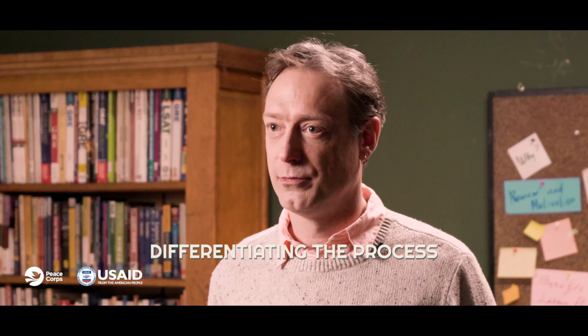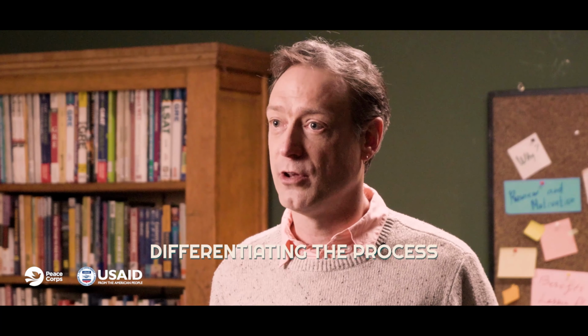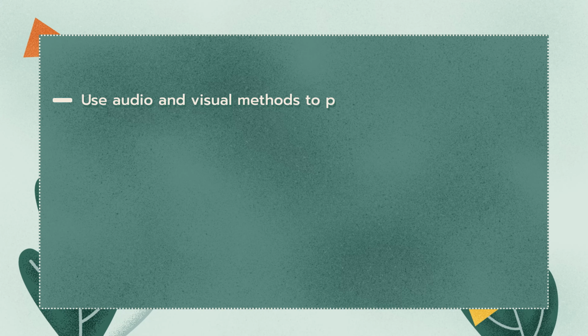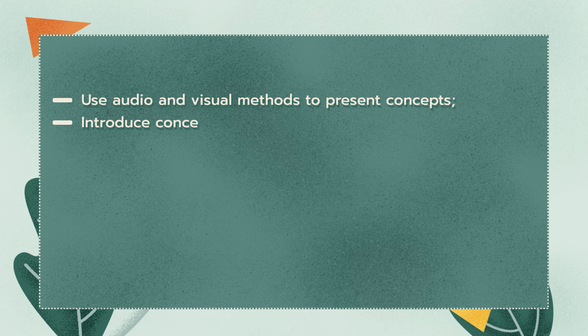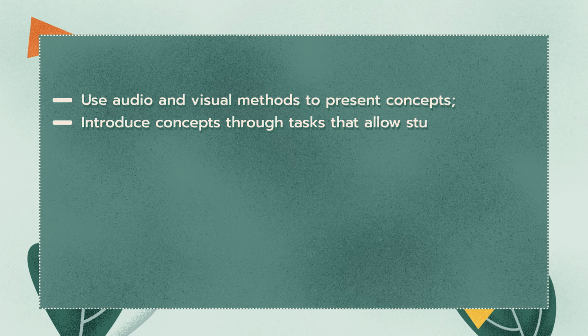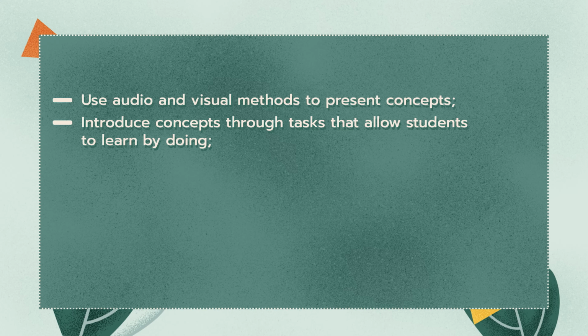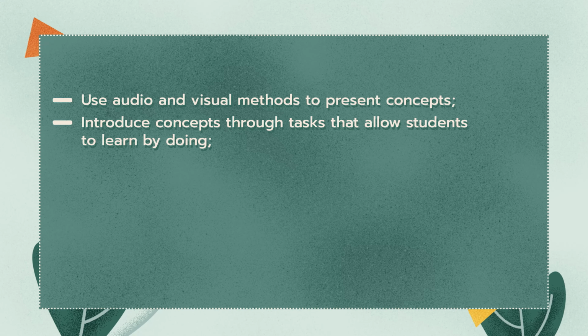Differentiating the process. When differentiating the process, your teaching should be guided by the assumption that each student makes sense of the same concepts according to their readiness levels, interests, and learning styles, so the learning activities will have to vary. You may want to try out some of these strategies to differentiate the process. Using audio and visual methods to present concepts, introducing concepts through tasks that allow students to learn by doing, and incorporate realia if you can.